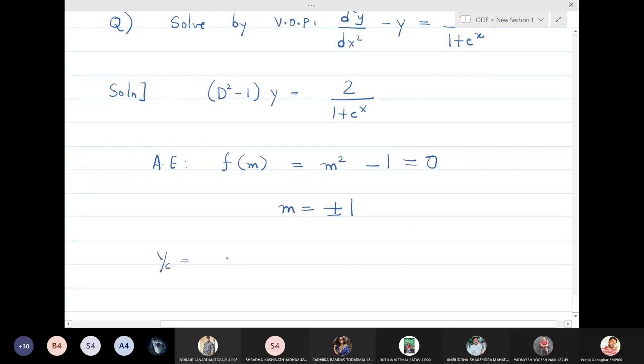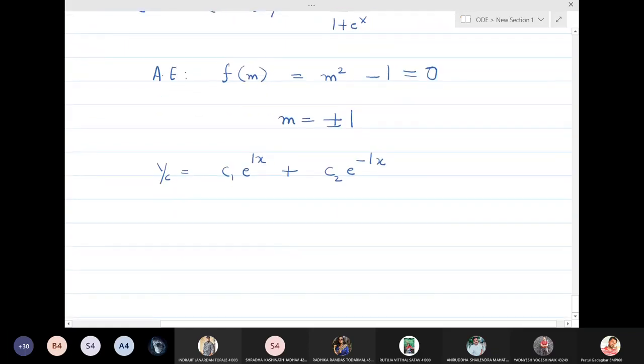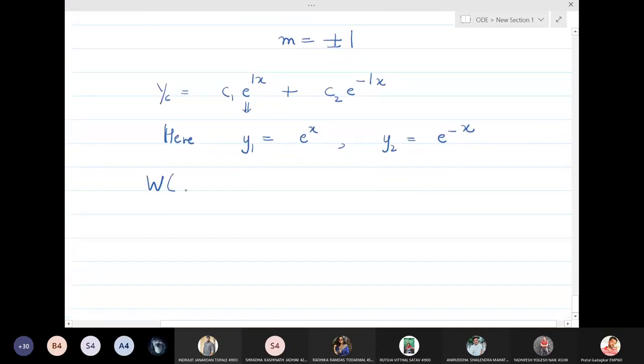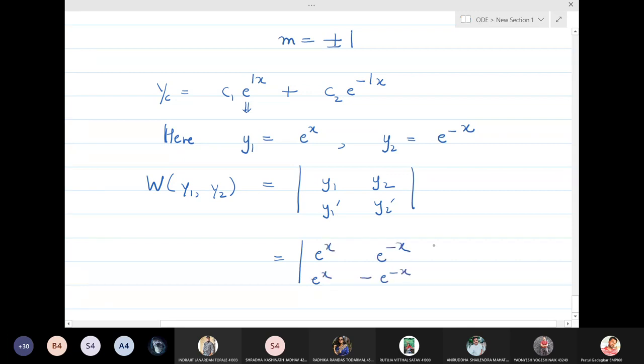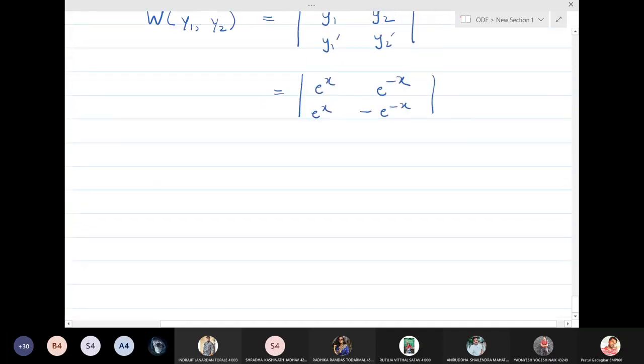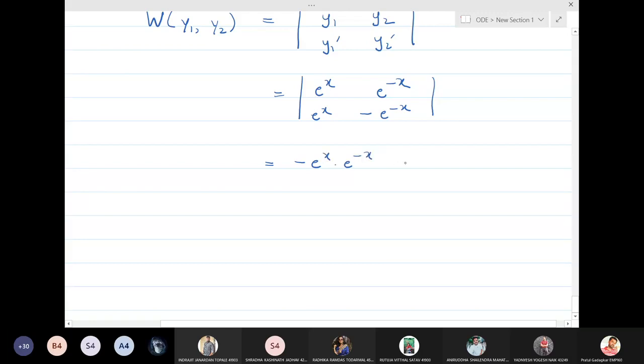So the complementary function will be c1 e^x + c2 e^(−x). So here y1 is e^x and y2 is e^(−x). What is the Wronskian of y1, y2? It is the determinant of e^x, e^(−x); derivative e^x, −e^(−x), which is e^x into e^(−x) with the minus sign, minus 1, minus e^x into e^(−x), which is minus 1 minus 1, minus 2. So the Wronskian is minus 2.